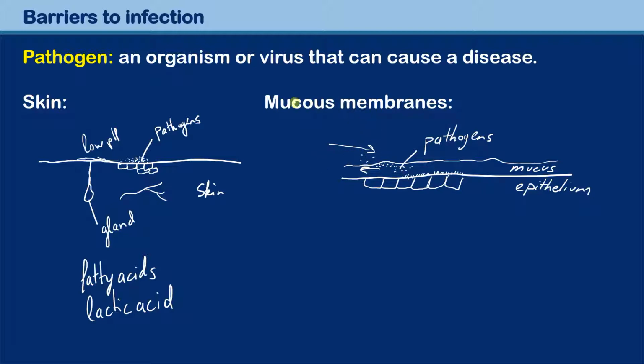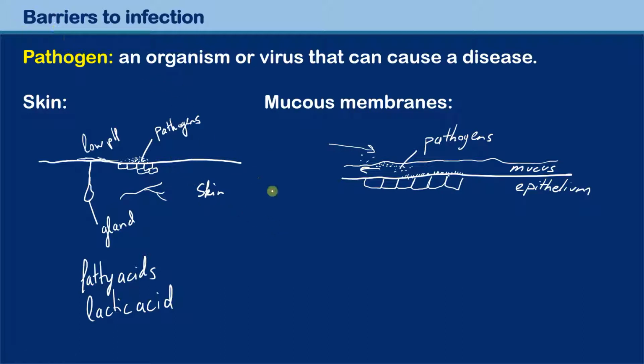In any case, you can see that the pathogens over here are not able to reach the cells. Viruses have to invade a cell in order to reproduce. But if they're trapped in the mucus, they're not able to reach the cell. Therefore, this layer of mucus, while not a strong physical barrier, still traps these pathogens. So these are two very important barriers.